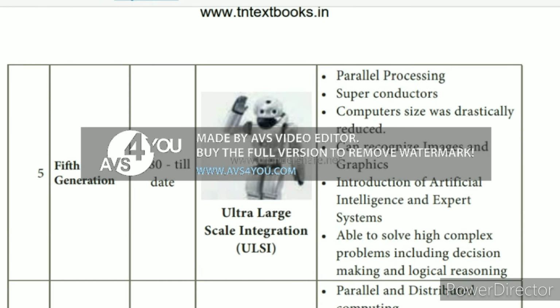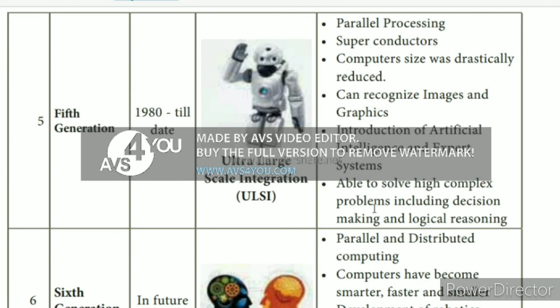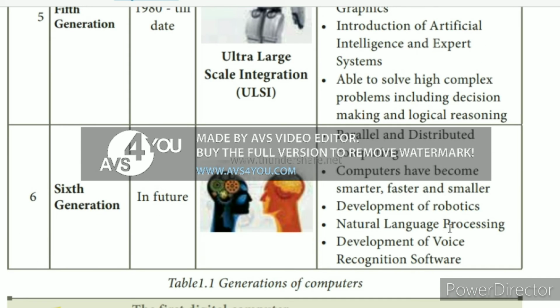Next, fifth generation computer, 1982 till date. Ultra large scale integration is the main component. Parallel processing and superconductors were used. Computer size was drastically reduced. Can recognize images and graphics. Introduction to artificial intelligence and expert systems, able to solve highly complex problems including decision making and logical reasoning.